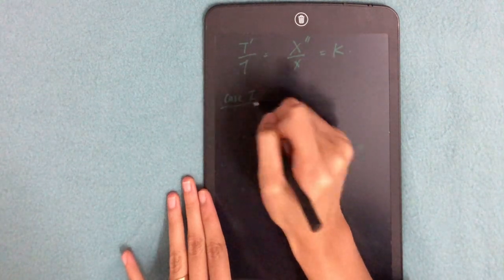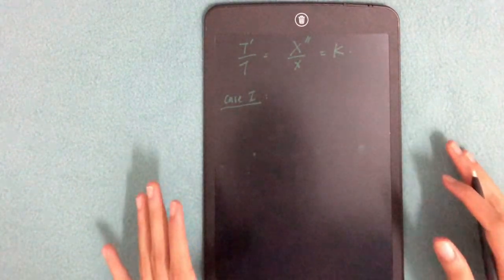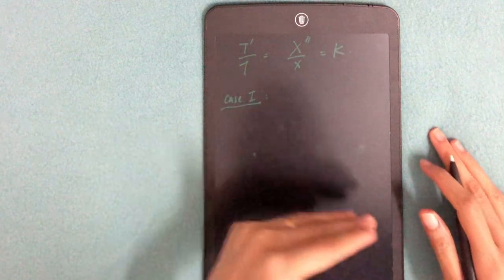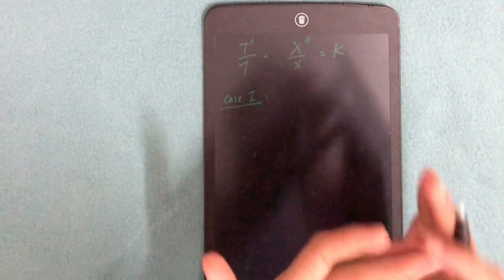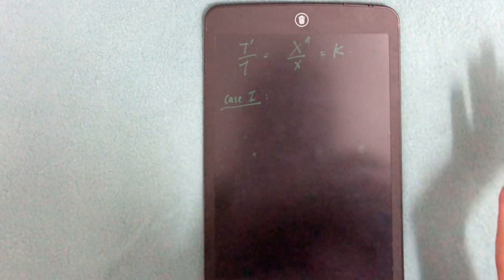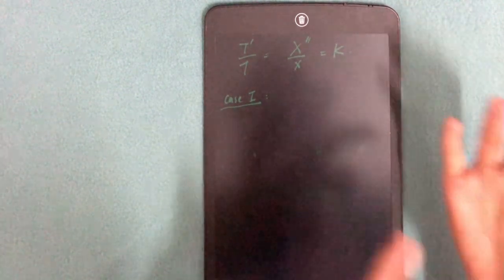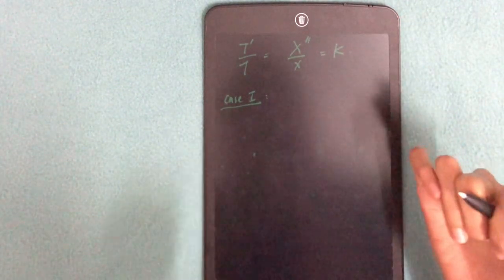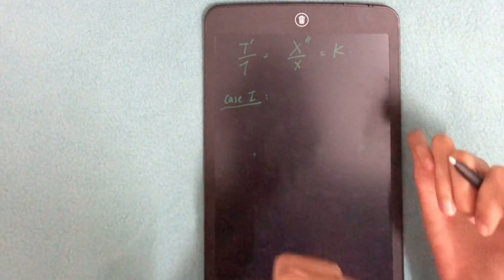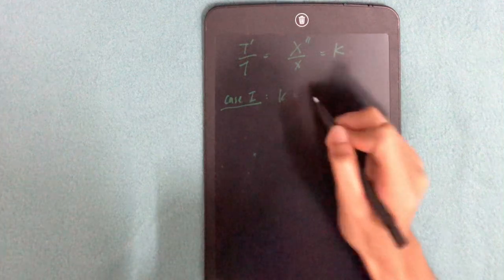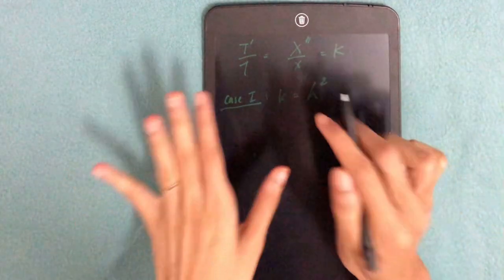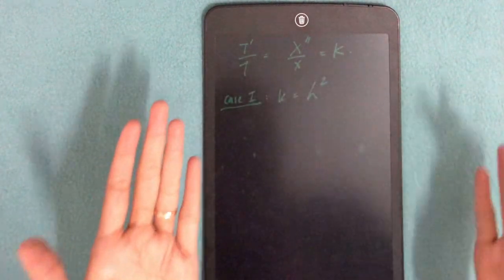You still need to show them one by one. You need to show case 1, case 2, and case 3, unless the question mentions to do it for the non-trivial case. Non-trivial case means the case that only has an answer. So case 1, we do it for k positive, so k equal to lambda squared. Same as before.